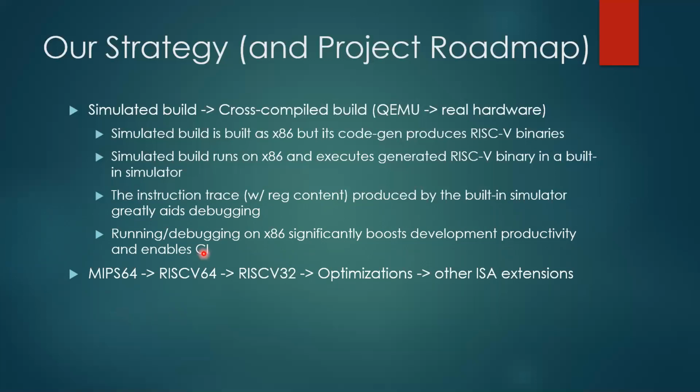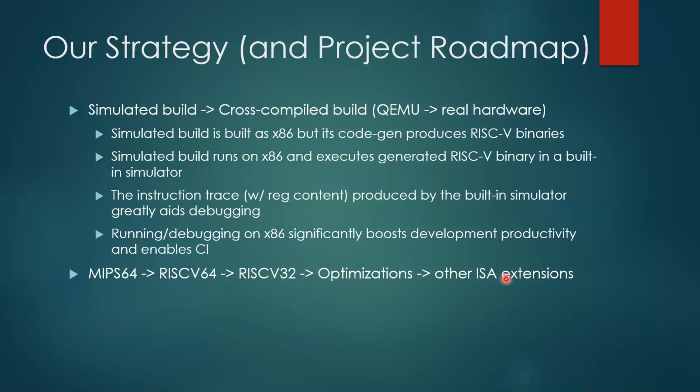Then for RISC-V 64-bit, we'll go through the simulated build, cross-compiled QEMU and real hardware after we're done with that. In fact, I think the next step would be RISC-V 32: we could copy 64 to 32 and then start to change and morph it so that we only use the 32-bit instructions. And then we can focus on optimization. Of course, this order can change, but optimization here typically means either optimization for speed or for size. And then we could add other ISA extensions.